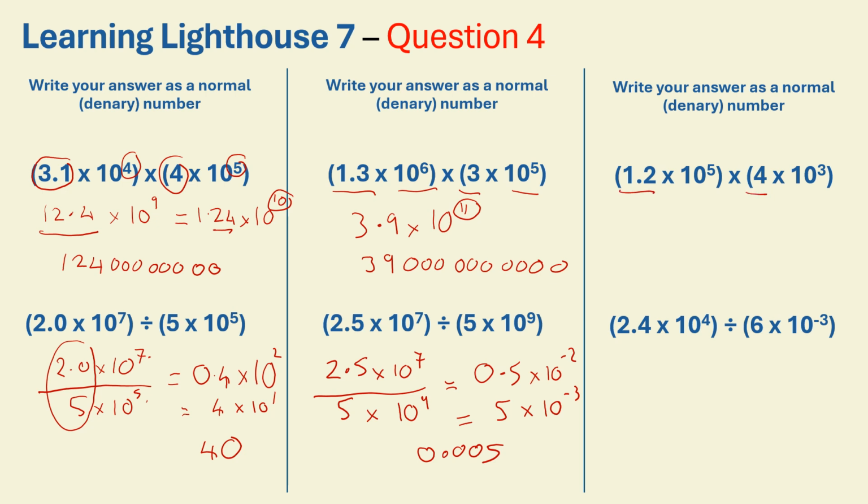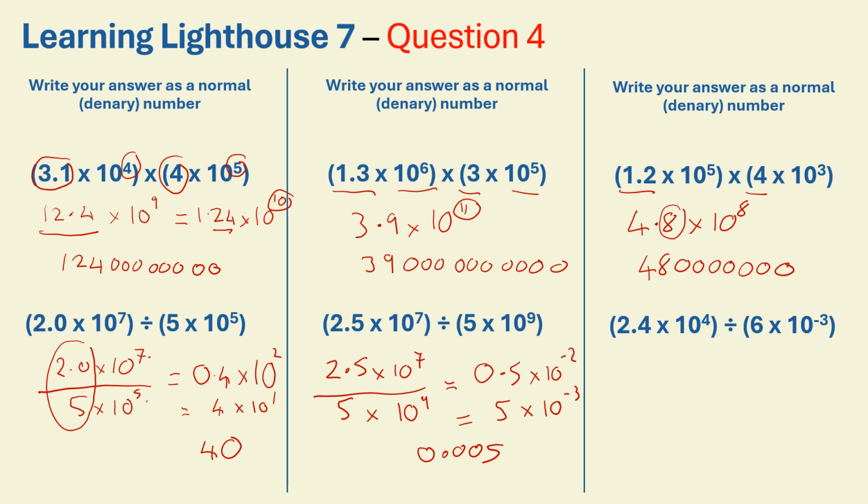Third column, 1.2 times 4 is 4.8. 10 to the 5 times 10 to the 3 gives me 10 to the 8. So one number after the decimal, so if I times by 10, I get 48, which means I've only got 10 to the 7 to multiply by. So 1, 2, 3, 4, 5, 6, 7.